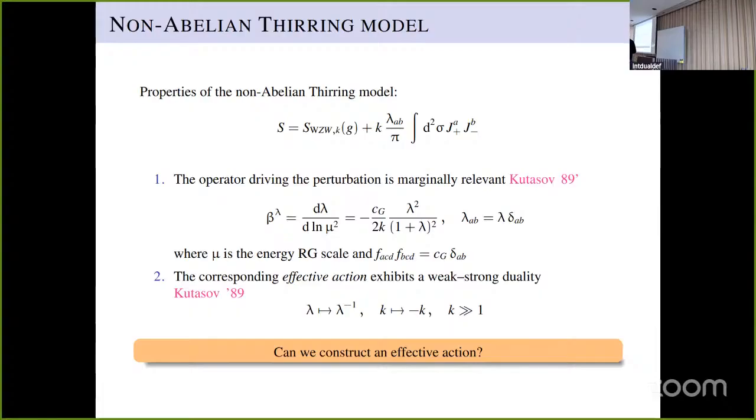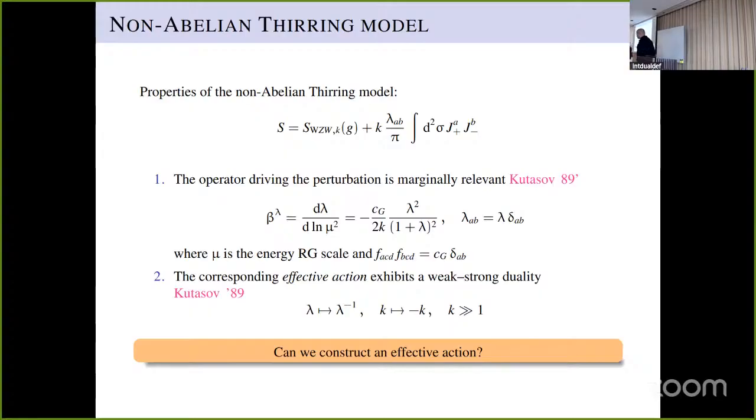So if I take my lambda to go to lambda inverse and k to minus k, and for large values of k, this should be a symmetry. It can be seen, it's rather trivial, but this is a symmetry also of this beta function. This was done by Kutasov using all-loop perturbation, conformal perturbation order by order, resumming the series, and using path integral techniques.